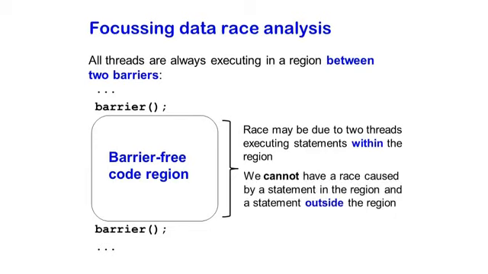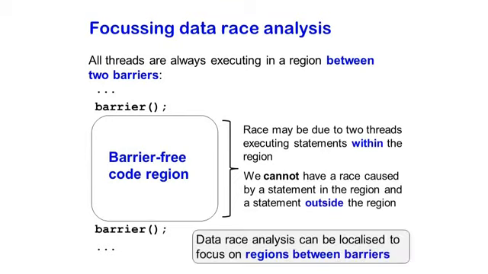So a race can only occur due to 2 statements in the same barrier region, and this greatly simplifies race analysis. We don't need to consider arbitrary pairs of statements in the whole kernel. We can actually consider pairs of statements in a single barrier region. So this is immediately something that gives us a handle on the problem we're trying to solve. All right, so the key thing here is that data race analysis is restricted to barrier regions.